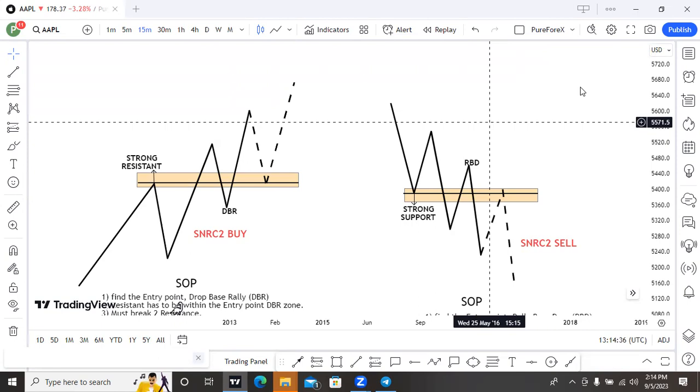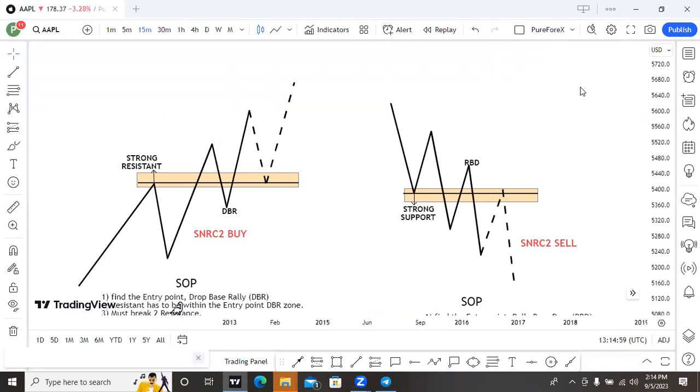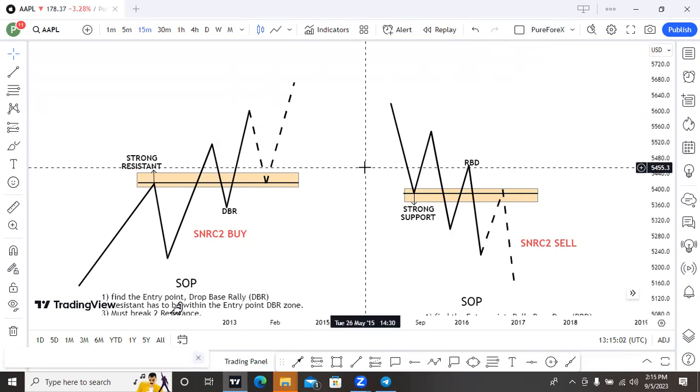In this video, I'm going to teach you the second Fantastic 5 setup called SNRC2 setup. SNRC2 setup means support and resistance continuation type 2. SNRC2 setup basically is a combination of basic support and resistance and basic supply and demand.